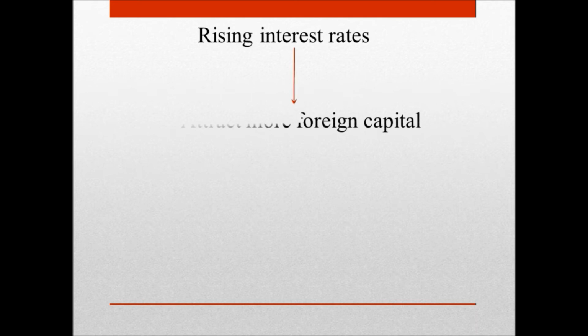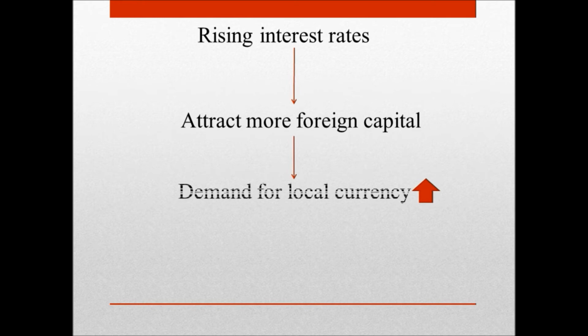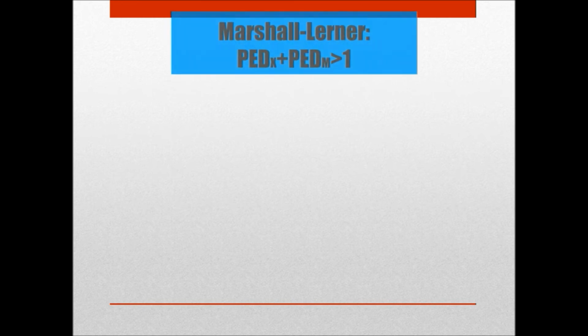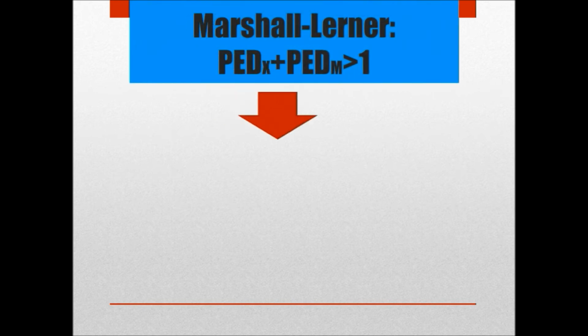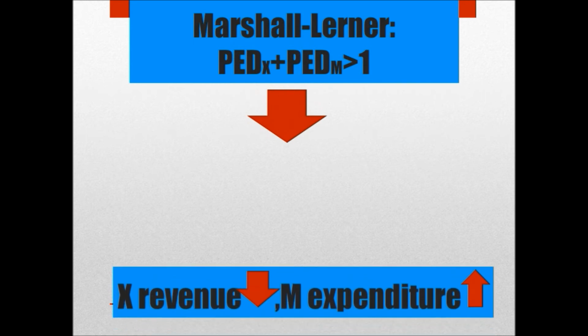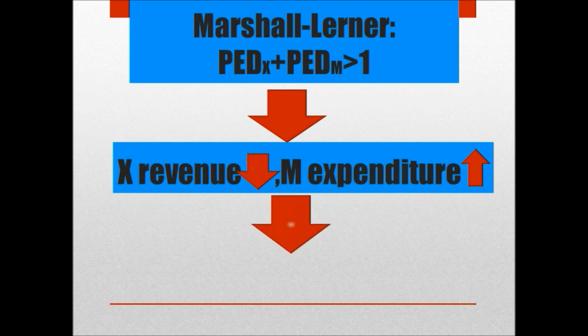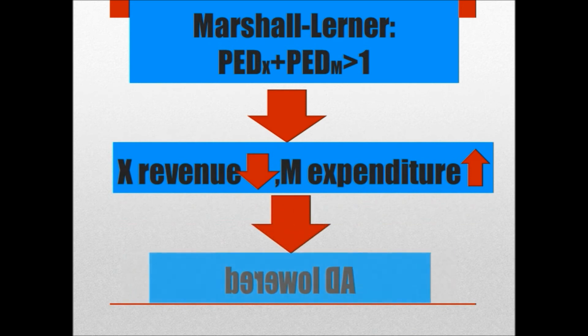If interest rates are higher, they will tend to attract more foreign capital, increasing demand for the local currency and thereby driving up its value. With an appreciation of the domestic currency, the AD will fall because the value of imports will decrease while the value of exports will increase. This causes export revenue to fall as fewer people would buy the exports, and it will cause import expenditure to rise as people will now buy more cheaper imports, assuming the Marshall-Lerner condition is satisfied.